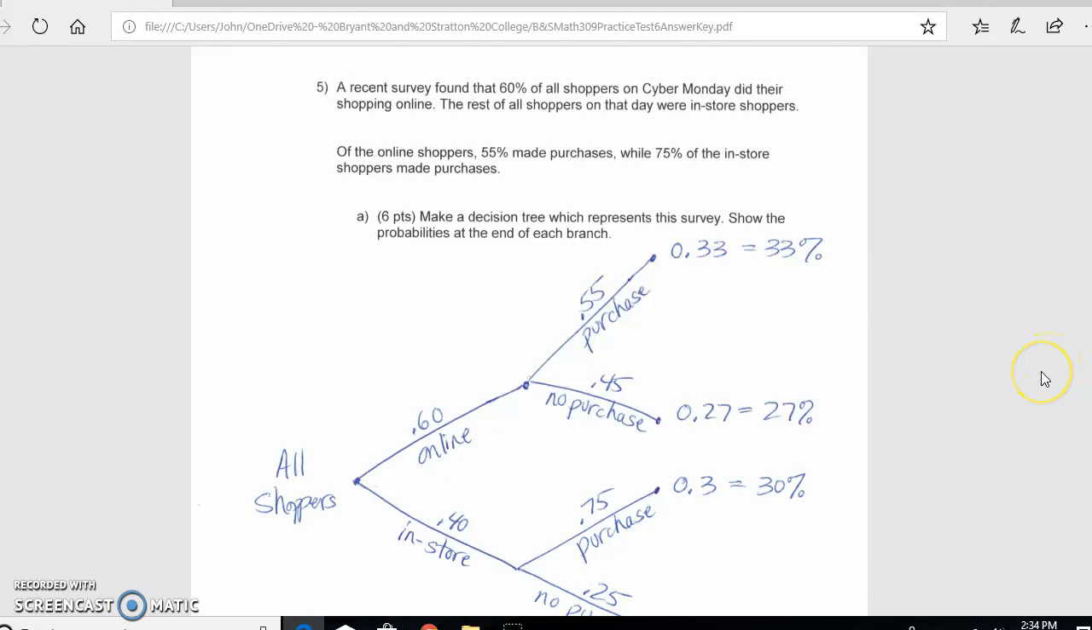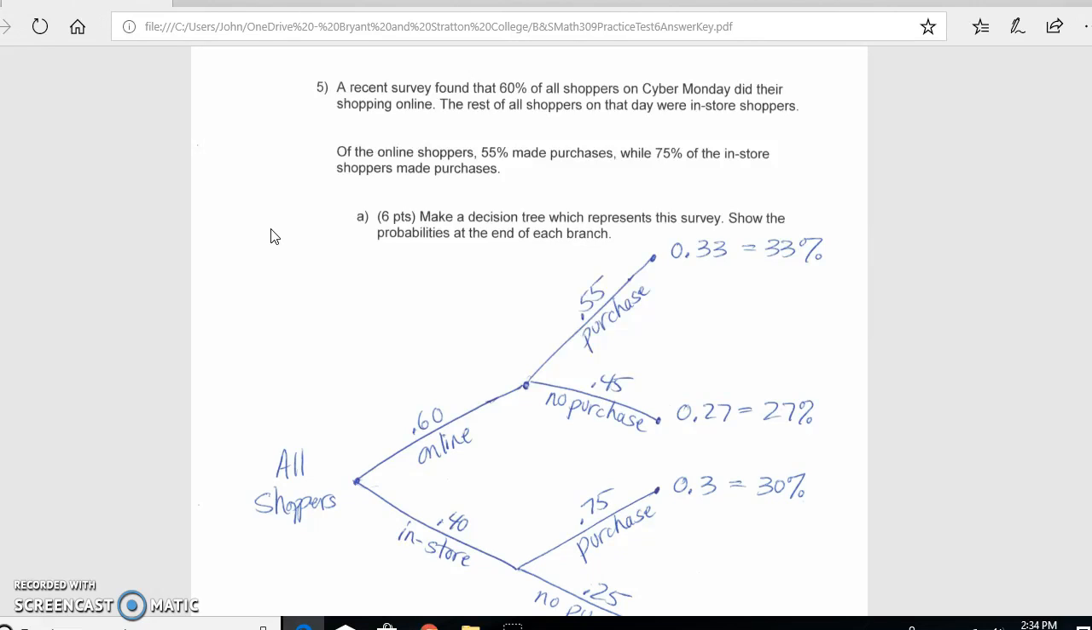This is practice test 6, and here we're working on number 5. And the question says, a recent survey found that 60% of all shoppers on Cyber Monday did their shopping online. The rest of all shoppers on that day were in-store shoppers.